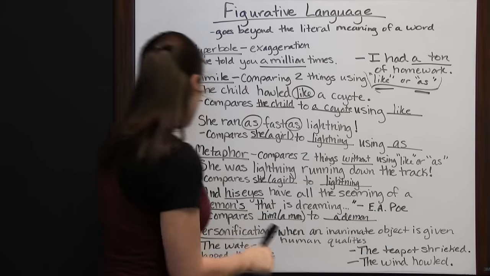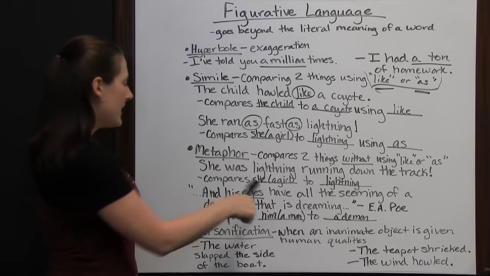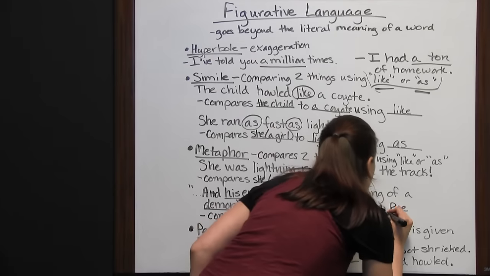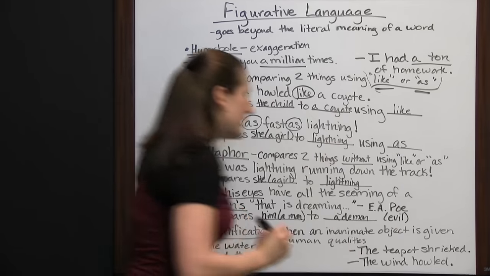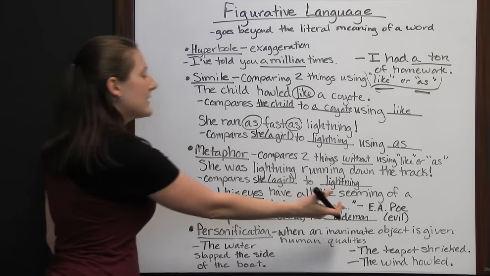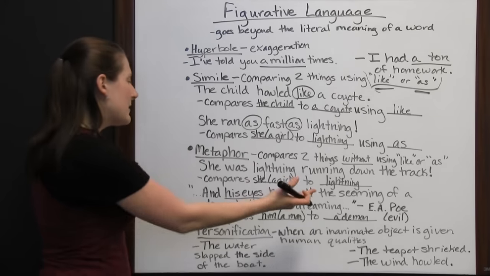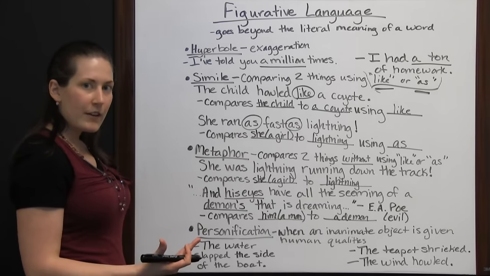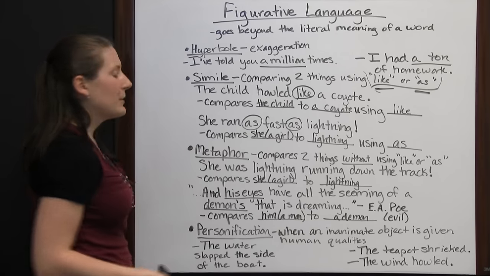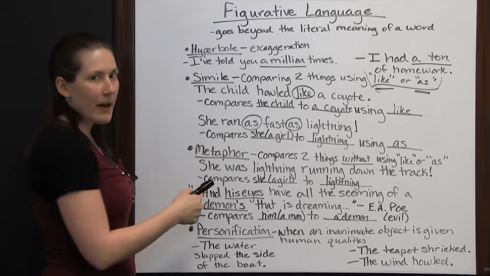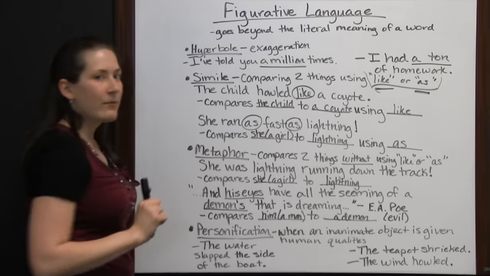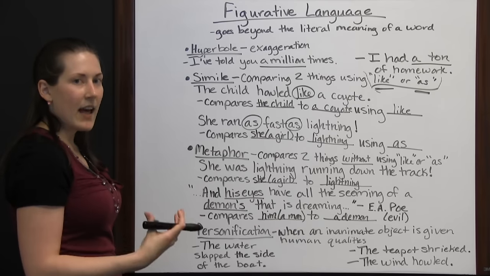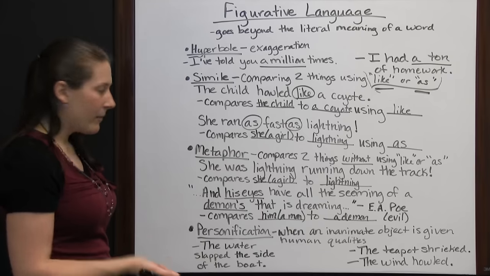If his eyes are like a demon's eyes, then this man is being compared to a demon, which is to maybe say that the man is evil. It doesn't mean he's literally a demon. It means he's got some characteristic of a demon. He's maybe an evil person. So in poetry, your figurative language may not always pop out at you if it's a metaphor. A simile is pretty easy to spot because you'll see like or as, but a metaphor might be a little trickier. So just look for what two things are being compared in that sentence or that phrase of a poem.